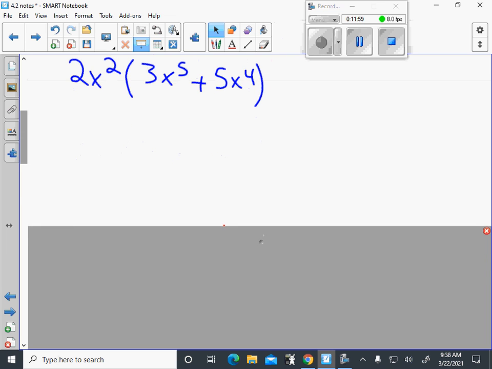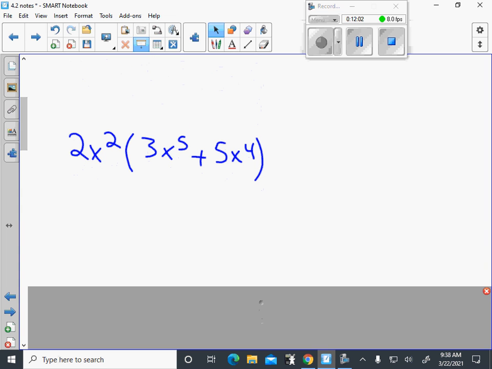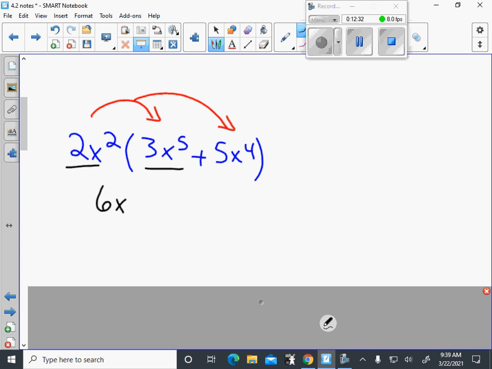Let's try this one. It's a little more complicated, but that's okay. We have 2x squared times, in parentheses, 3x to the fifth plus 5x to the fourth. What do we have to do? We have to distribute. We have to use a distributive property. So, let's start with 2x squared times 3x to the fifth. What's 2 times 3? Well, that's just 6. Okay. Then we're just going to add the exponents. X squared, x to the fifth. What's 5 plus 2? It's 7.